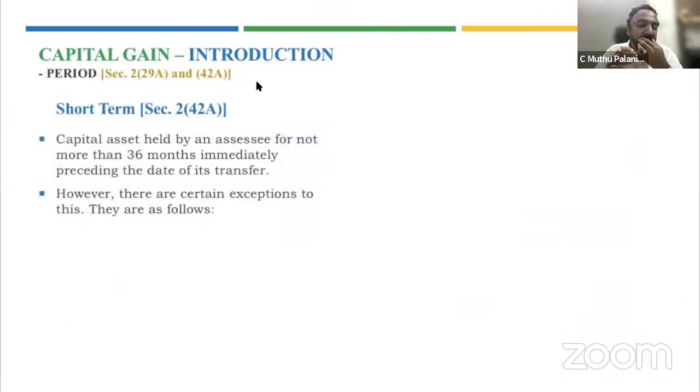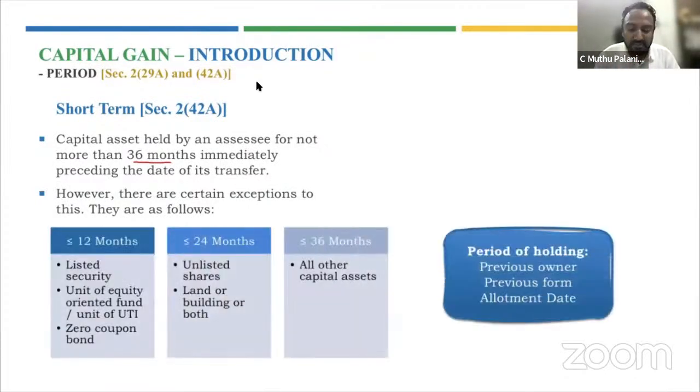Generally, capital assets are divided into short term and long term. Short term has a limit of 36 months. Any asset held up to 36 months will be called short-term capital asset; otherwise, it will be treated as long-term. But it is not 36 months for all the assets. There are some exceptions. For some assets, less than 12 months is short-term, more than 12 months is long-term: listed securities, units of mutual funds, and zero coupon bonds. For these three assets, less than 1 year is short-term, more than 1 year is long-term.